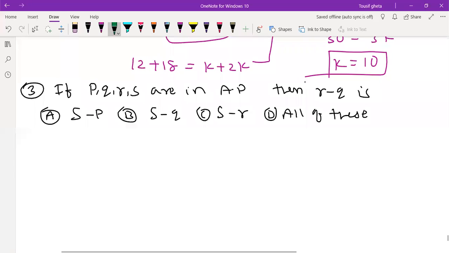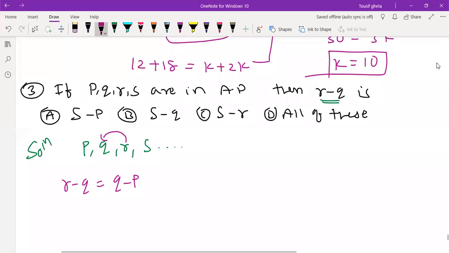See, we have P, yeah, Kiran. P, comma, Q, comma, R, like that will be the terms. So they said R minus Q. So R minus Q, you can see here. R minus Q can be equal to Q minus P also. Any term minus previous term. It can be also equal to S minus R.